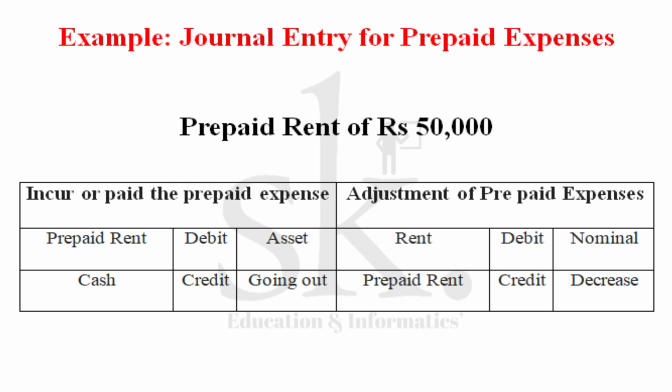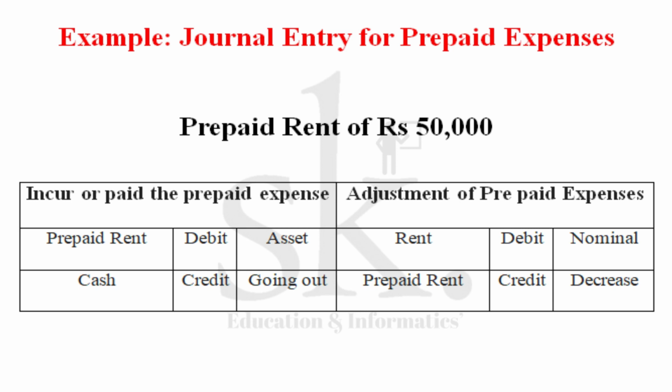Now when we require to adjust these prepaid expenses, we require to reduce this asset because it's not related to the current accounting period. So prepaid rent gets credited and rent account gets debited because it's an increase of expenses as a part of nominal account. Thus, rent account has to be debited and prepaid rent account has to be credited.